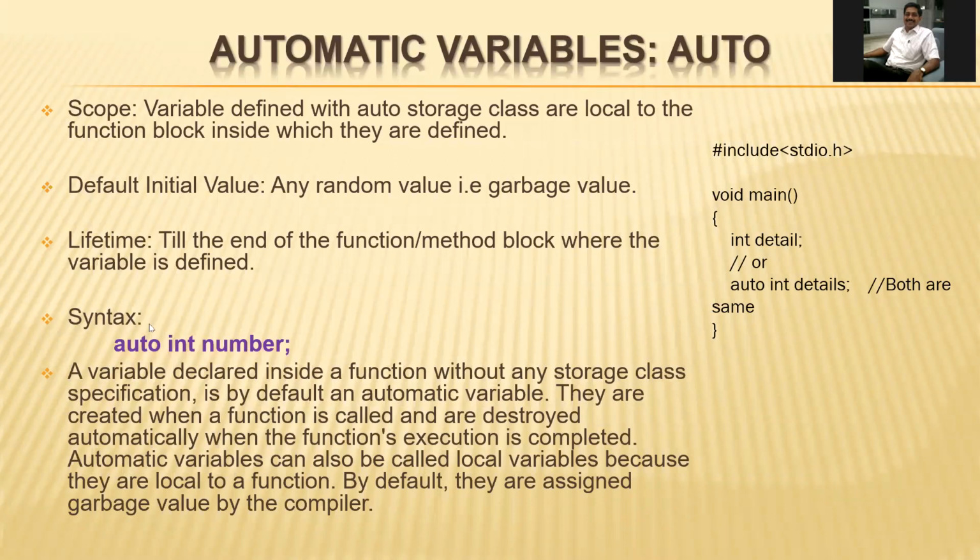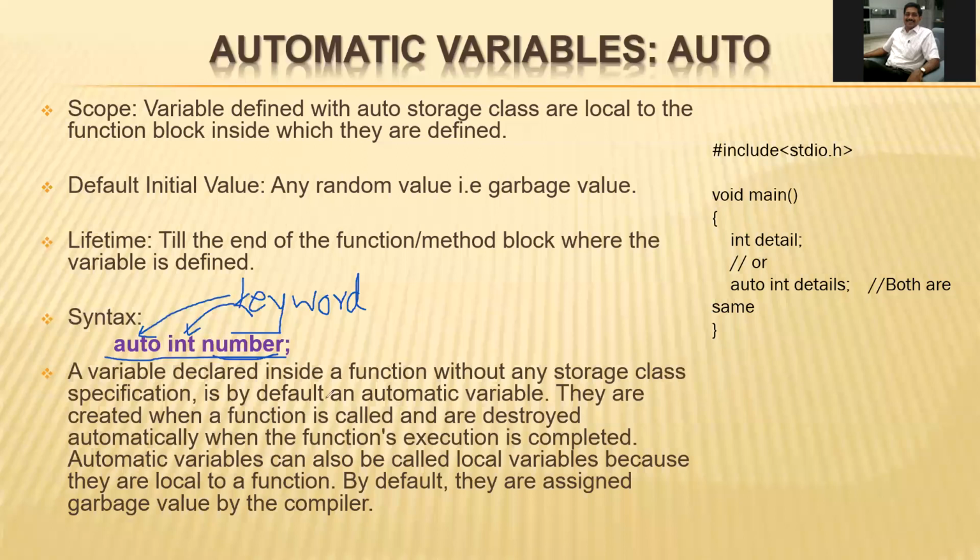So what is the syntax of an automatic variable? See here, auto int number. Auto int number is the syntax of this automatic variable. So auto, what is this auto? This is a keyword. We have studied these keywords. So auto is a keyword, int is also a keyword, and number is just the name of this variable.